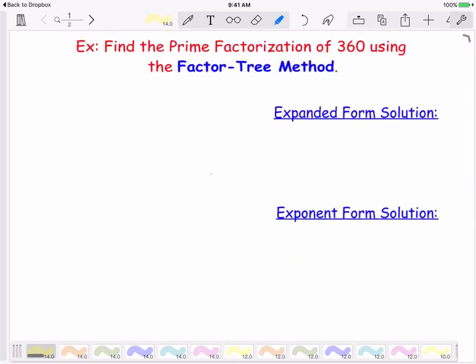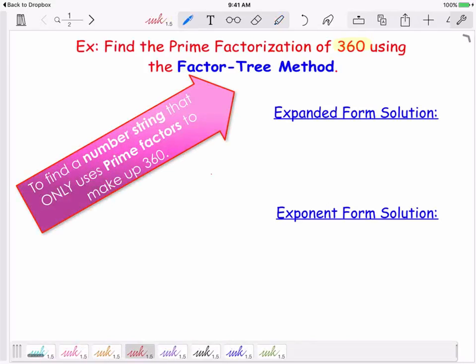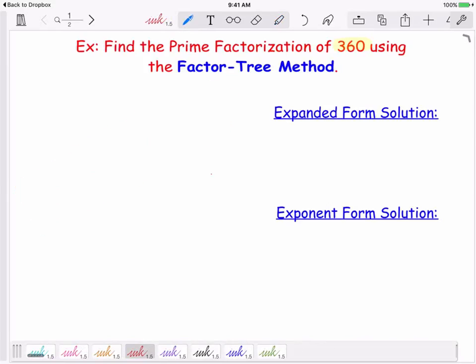In the example given, we are asked to find the prime factorization of 360, which basically means to find a number string that only uses prime factors to make up 360. I'm going to show you two ways to do so. The first way is called the factor tree method.